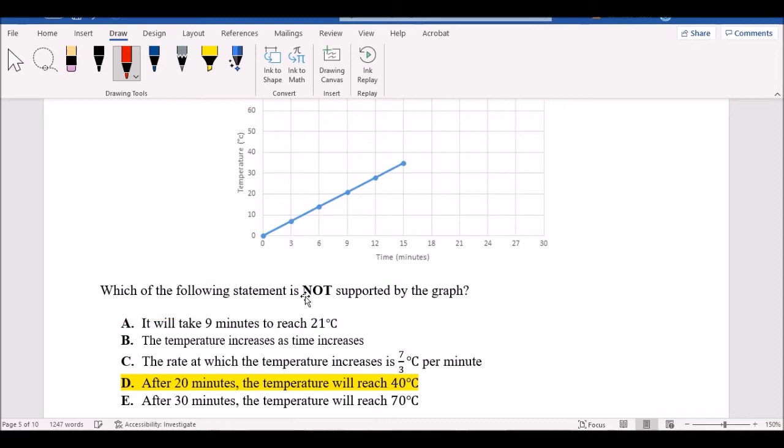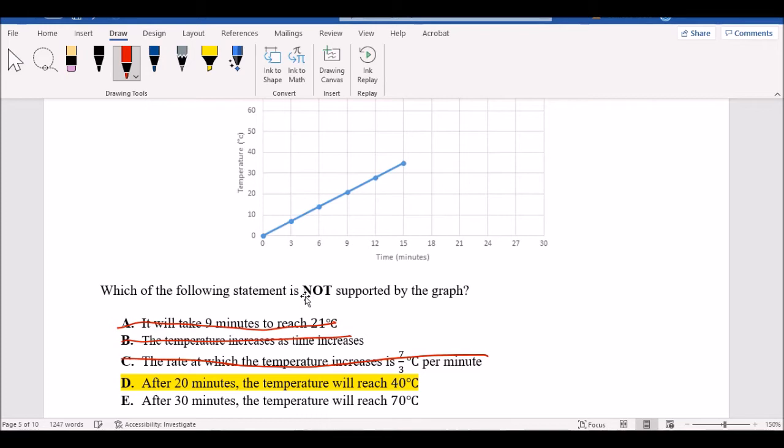Actually, no, not supported means that it is correct. So that makes sense. So it can't be that one. The temperature increases as time increases. That's correct, so it can't be that one. We're looking for the incorrect answer here. The rate at which the temperature increases is 7 over 3 degrees Celsius. Well, if you did the gradient for it, that would be correct. The only one that doesn't seem correct is after 20 minutes, the temperature will reach 40 degrees Celsius.